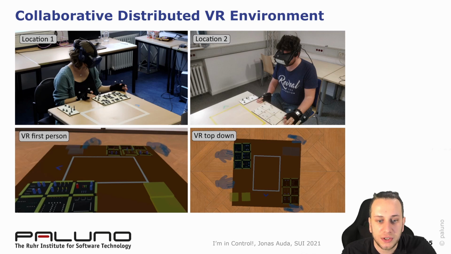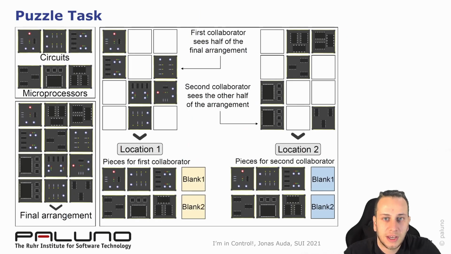At each location, a collaborator sat at a real table in the middle of a tracking space. The virtual and physical tables matched exactly in size to prevent any mismatch. The collaborators sat across from each other during the collaborative task. As a task, we chose a circuit design scenario. The task resembled a puzzle task rather than a real circuit design scenario. We call this the puzzle task from now on.